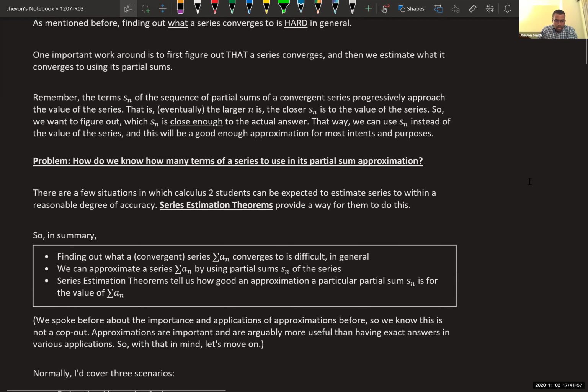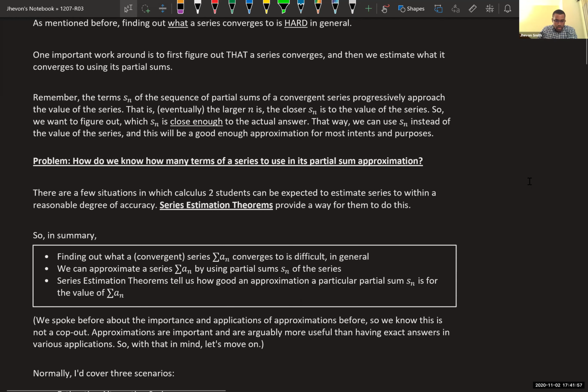In general, but if I had more time, I would probably cover three particular cases. I'll talk about the alternating series, how to approximate those, but I'll also talk about series where you can use the integral test. How would you approximate something like that, that you can use the integral test for? But we're going to skip this.